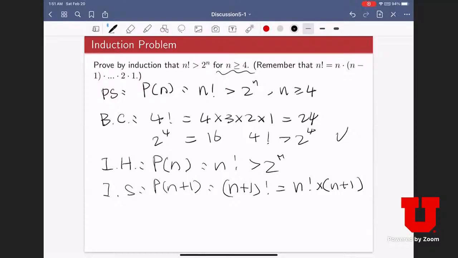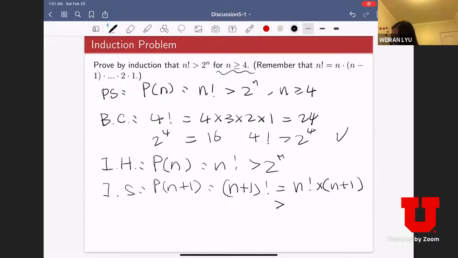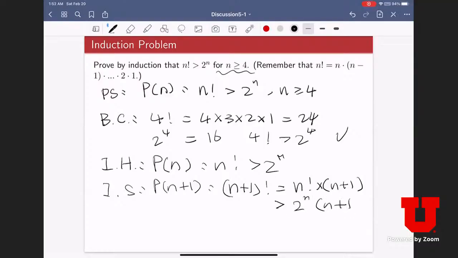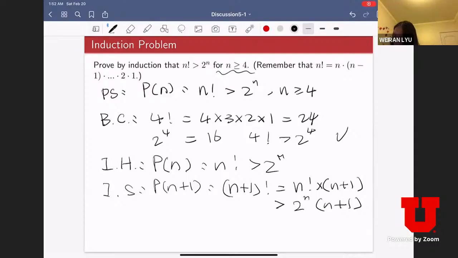At this point, I think we should use the induction hypothesis and plug in the 2 to the n. So (n+1) times 2 to the n is going to be less than n factorial times (n+1). Yep. So we just use the hypothesis, and we get this. And how do we get that it is greater than 2 to the n+1?